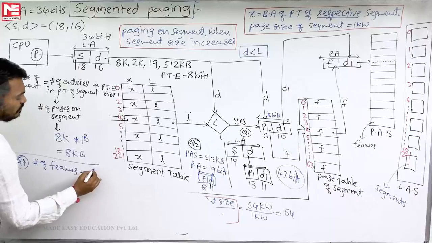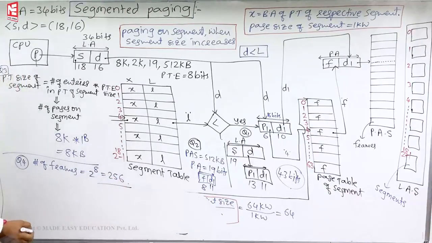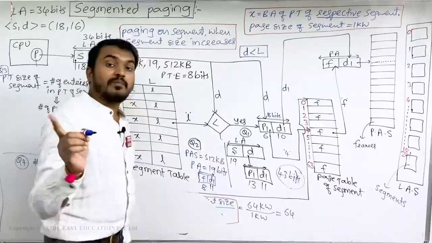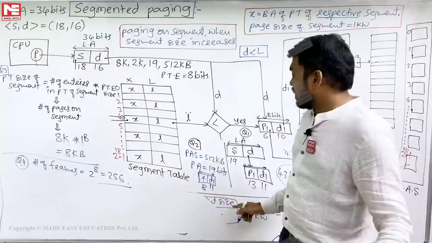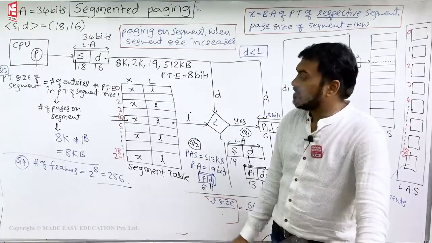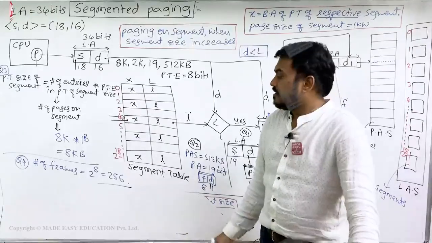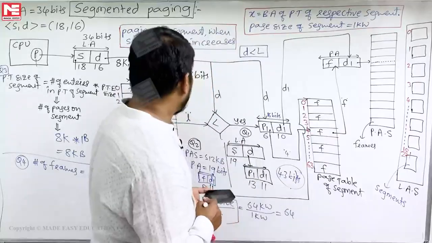So if F is having 8 bits, then the number of frames will be how much? That is 2 power 8, that is 256. Is that clear? कुछ लोगों ने ऐसा ही 8 लिखा है, somebody written 8 only. So very bad. F requires 8 bits means number of frames will be how much? 2 power 8, that is 256. Is that clear? So this is how you need to solve the problem. So that is question number 4.